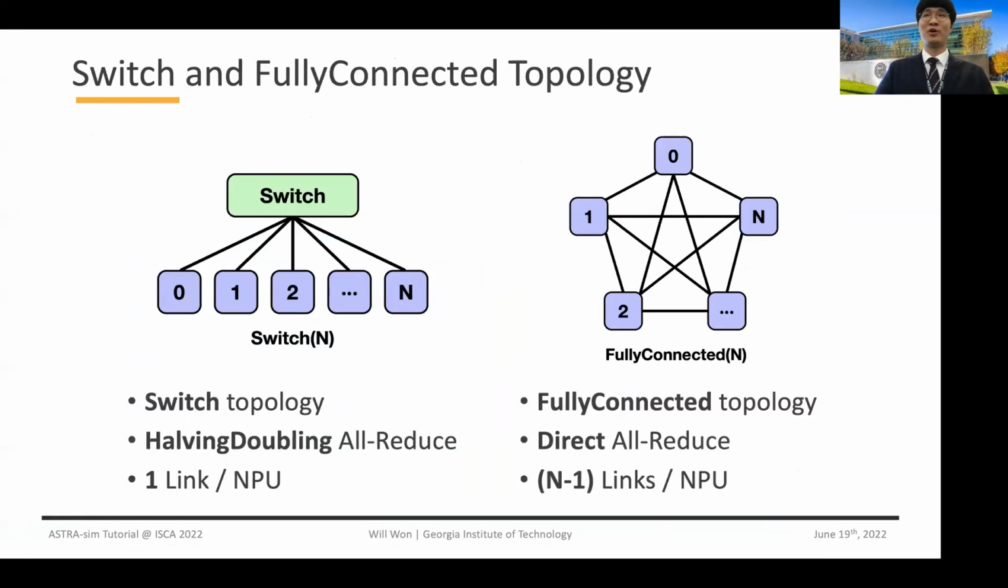Now, as I mentioned before, with the analytical backend, one huge benefit is we can test arbitrary topologies very easily. So here, instead of ring, we also have two other components, switch and fully connected topology. As you can observe here, for switch topology, the best algorithm you can run on it without any congestion is the halving-doubling all-reduce algorithm. And each NPU just has 1 link connecting it to the switch. Whereas for the fully connected topology, the best algorithm is direct all-reduce, not halving-doubling. And because it's fully connected, every NPU has n-1 links connecting it to the neighboring NPUs.